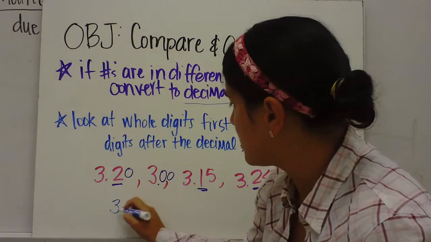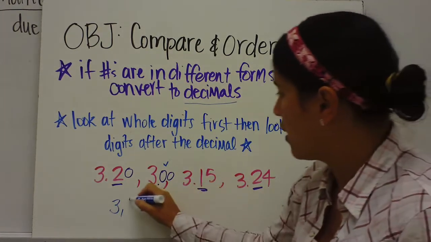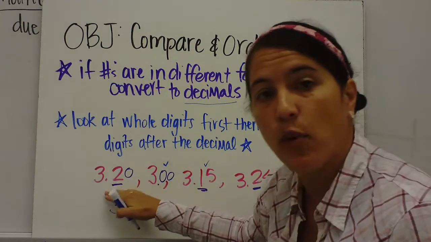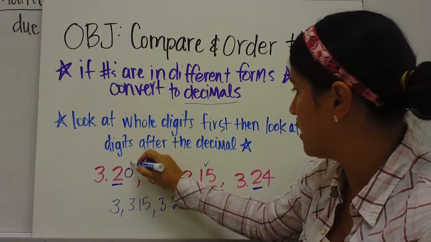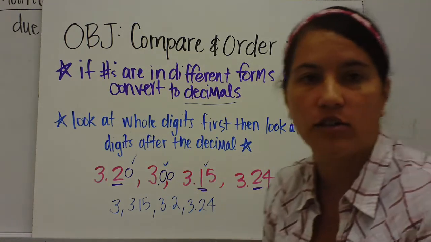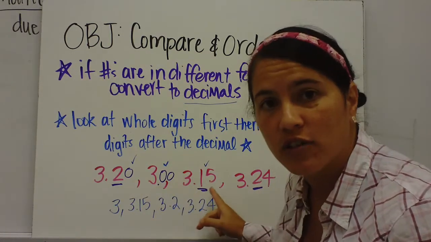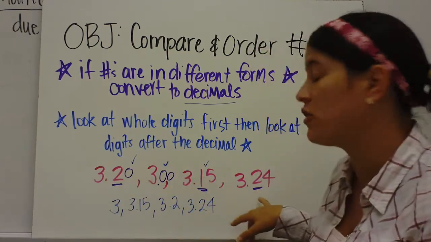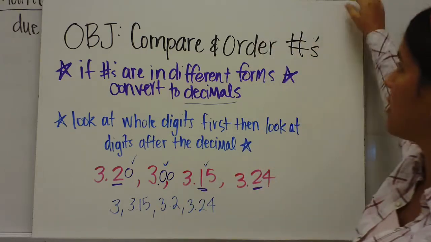So 3.15 would be the smallest. And then we have 2, 2. So 3.15 would be the next smallest. And now I have 0.20 and 0.24. So 3.20 and 3.24. You can also think about it as money. You had $3.15, $3.20, and $3.24. So if money helps you think about it, you can always think about money.